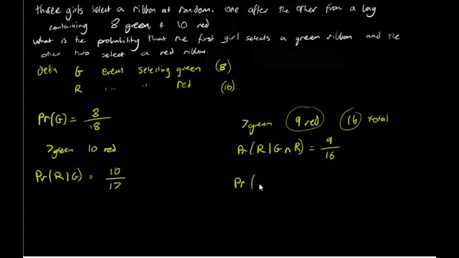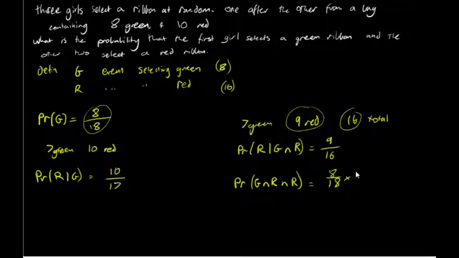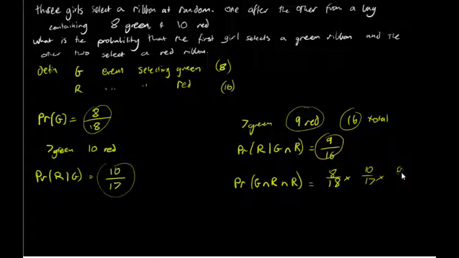So final step is finding the probability of the green and the red and another red. So it's the first one times the second one times the third. And if we calculate that, we should get 5 out of 34.